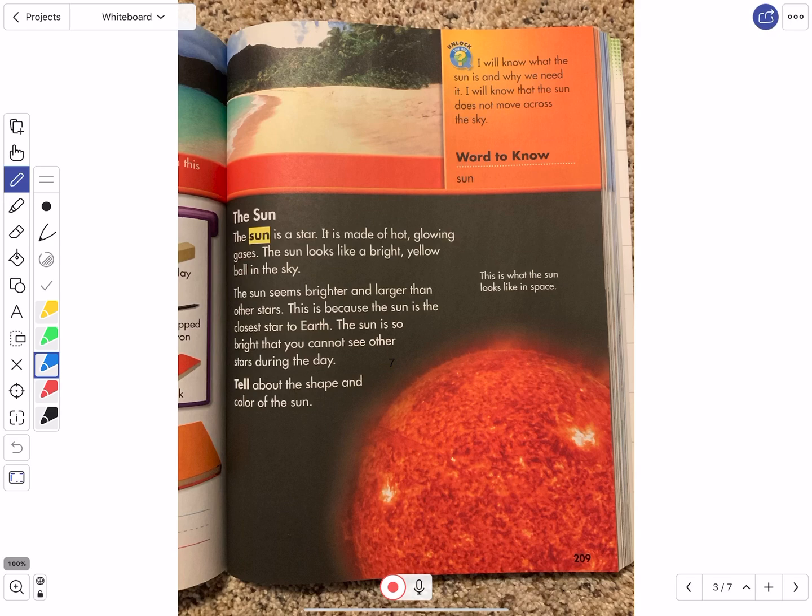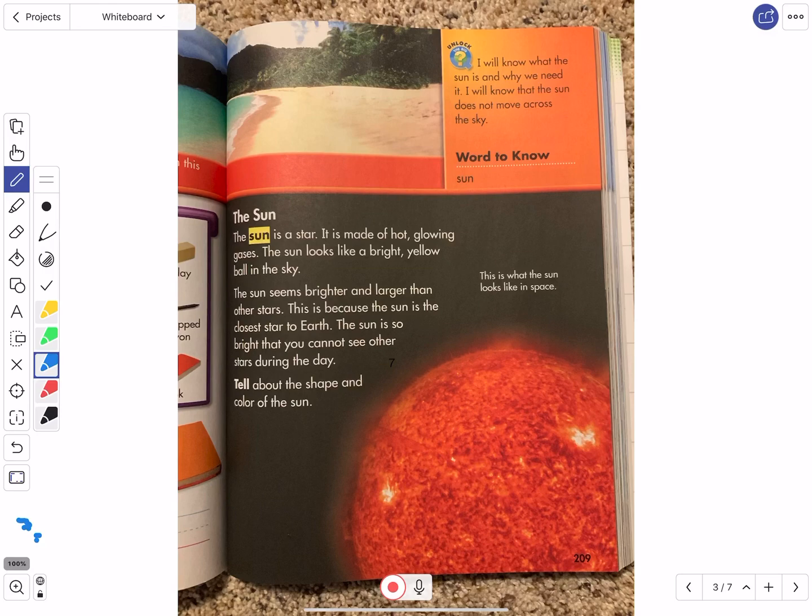Page 209 talks about the sun. Let's read. The sun is a star. It is made of hot, glowing gases. The sun looks like a bright yellow ball in the sky. The sun seems brighter and larger than other stars. This is because the sun is the closest star to Earth. The sun is so bright that you cannot see other stars during the day.